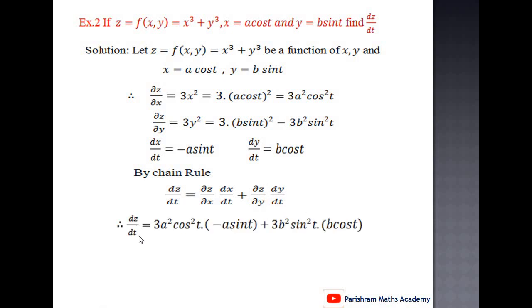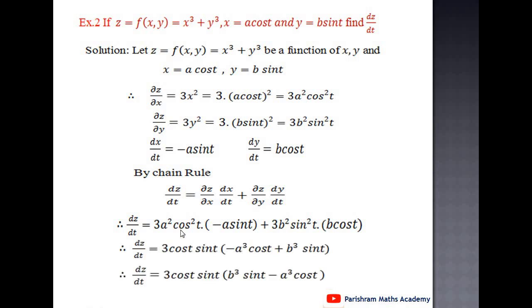And therefore dz/dt equals ∂z/∂x, which is 3a² cos² t, into dx/dt, which is minus a sin t, plus ∂z/∂y, which is 3b² sin² t, into dy/dt, which is b cos t.